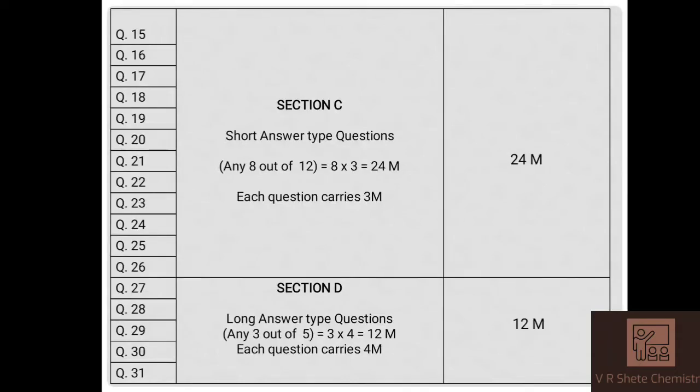So 8 3s are 24, so 24 marks will be getting from section C. And section D is of 12 marks, which contains 5 questions, that is from 27 to 31. Out of 5, you have to solve any 3 questions. Each question carries 4 marks. So 4 3s are 12 marks.